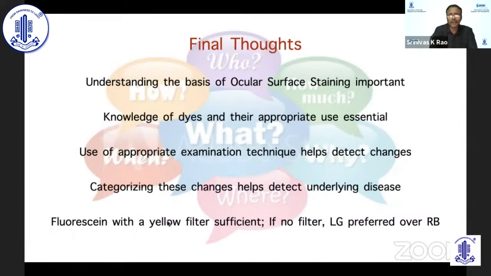And as I said, if you have a yellow filter, then fluorescein is sufficient to look at the conjunctiva. But if you don't have one and want to use either of the other 2 dyes, today lissamine green is preferred over rose bengal because of the properties that I mentioned.